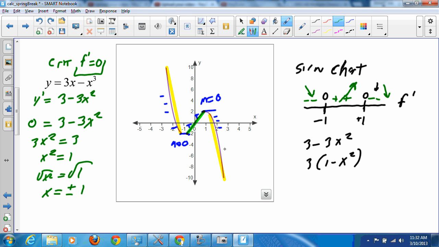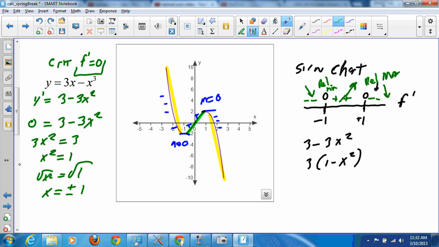So here we can say that if a function goes from negative, or decreasing, to positive, then we have a relative minimum. And at positive 1, we go from positive derivative to negative derivative, so we're going to end up having a relative maximum. Okay?